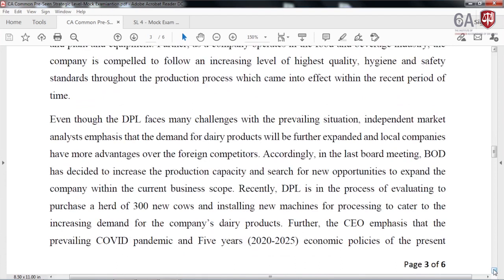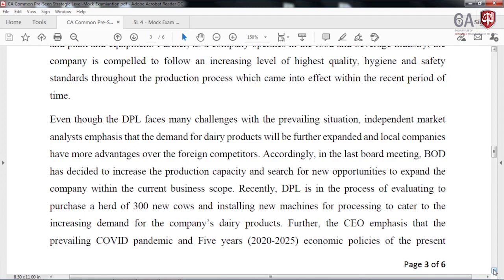Even though DPL faced many challenges with the prevailing situation, independent market analysis emphasizes that the demand for dairy products will be further expanded and local companies have more advantages over the foreign competitors. Now, we are facing some challenges, but independent market analysis emphasizes that there will be an expanded demand for dairy products in the future. Especially, there will be a more favorable situation for local companies.